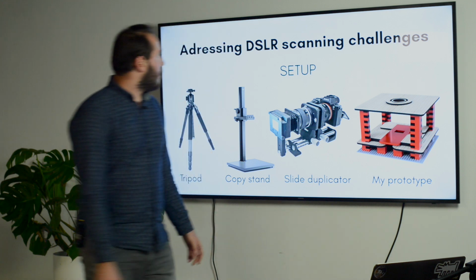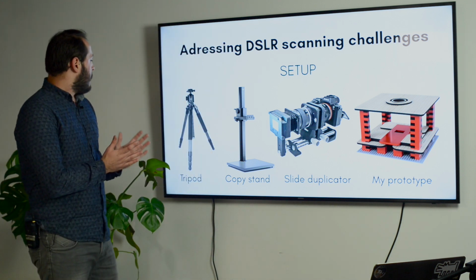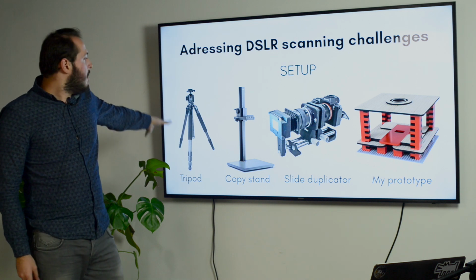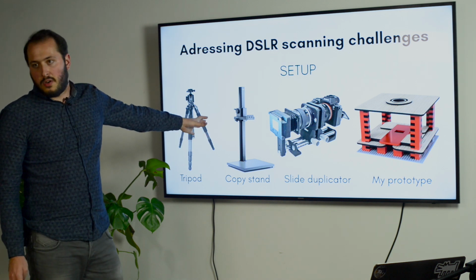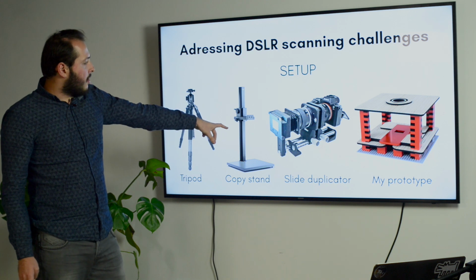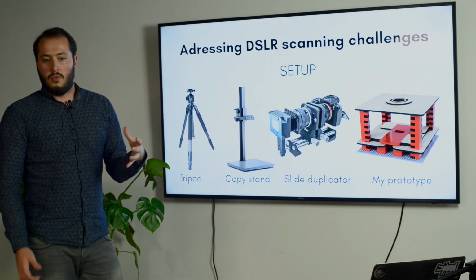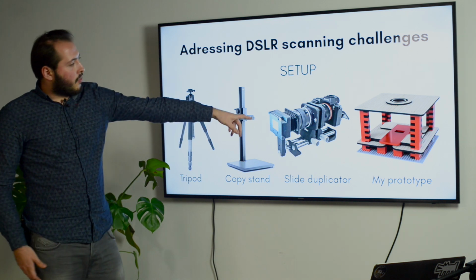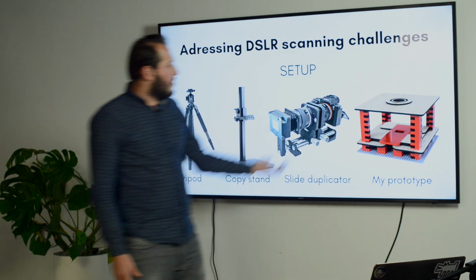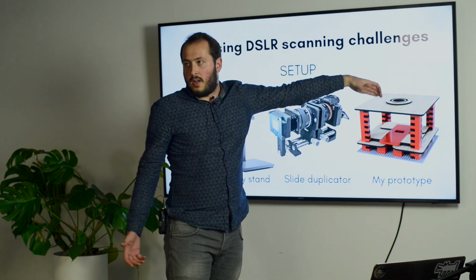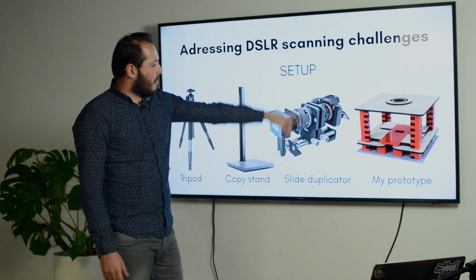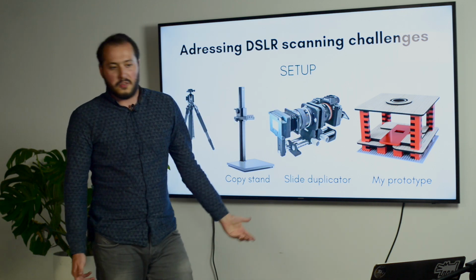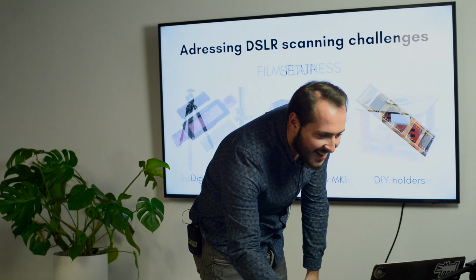Okay, so now on to addressing those challenges. Very quickly, the setup. Usually people start with the tripod, then they realize it's not very good. They move on to a copy stand, which is very good, but very expensive, or a slide duplicator. This is an old accessory that was made to basically duplicate slides, so that's pretty much what it was meant for. This is a prototype I've been working on where you just take your camera, you slap the lens there, and it's level automatically. You don't have to do anything. You can adjust it. It's very ghetto. It's made out of Lego, but you can adjust it pretty easily, so it works. If it works, it's not stupid, I guess.